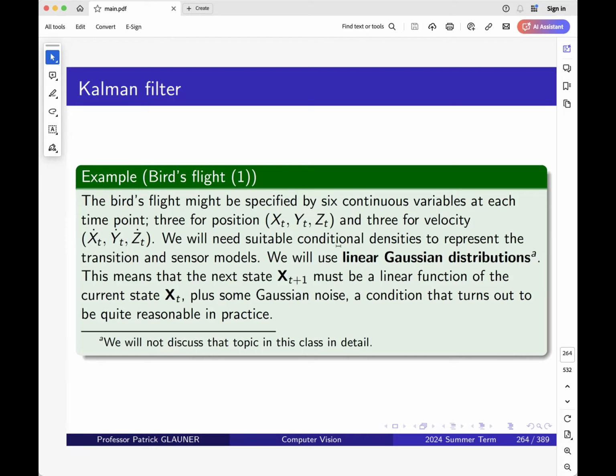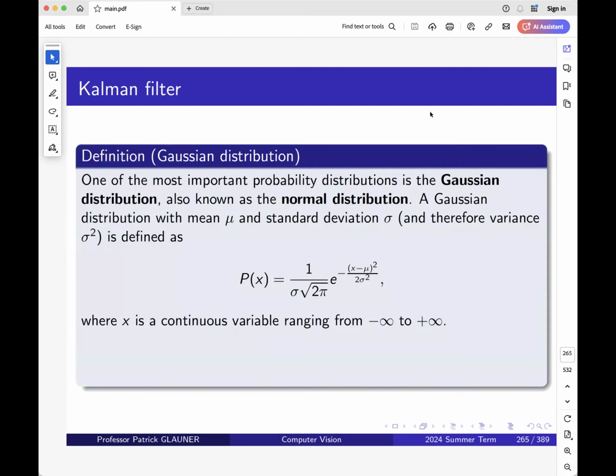And what it means concretely is that our state xt plus 1 must be a linear function of the current state xt. It's a linear function, and we add some Gaussian noise. And a Gaussian noise is typically a condition that turns out to work quite reasonably in practice. There are other Kalman filters with nonlinear extensions and all of this. This is something we will see at the end of the chapter. But for now, just bear with me that these linear Gaussian distributions are a reasonable assumption we're making.